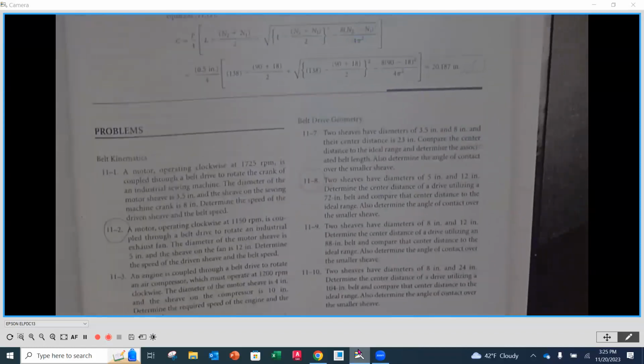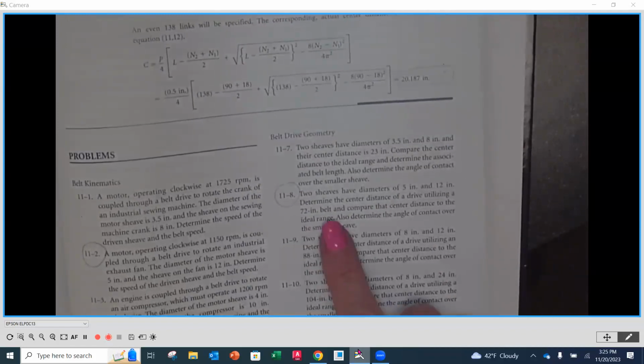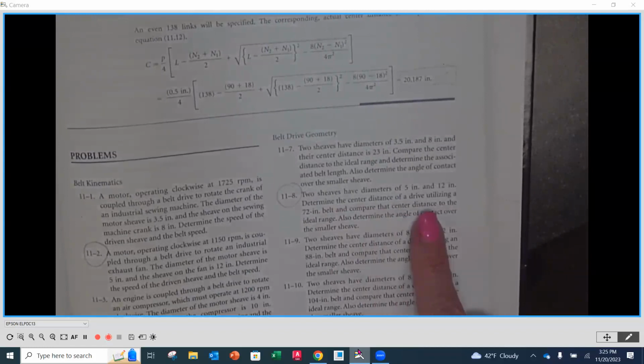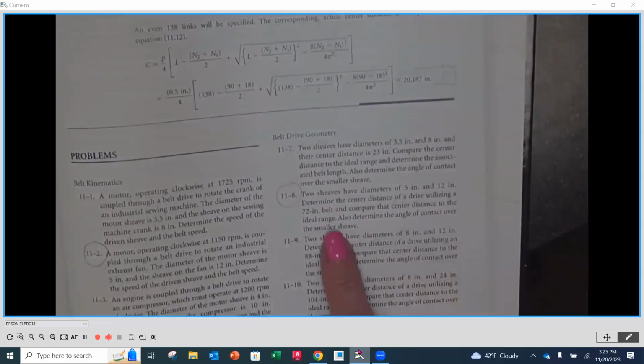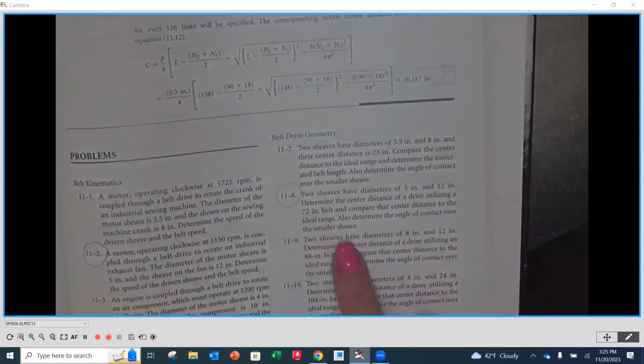Then you're going to notice we're going to go up to the next one. This one's going to be a belt drive geometry. So for this one, we've got 2 sheaves. They have a diameter of 5 inches and 12 inches. Determine the center distance of the drive utilizing a 72-inch belt and compare the center distance to the ideal range. Okay, so remember that range equation and see if you land within that. Also determine the angle of contact or the angle of wrap over the small sheave. That's going to be the theta 1. All right.